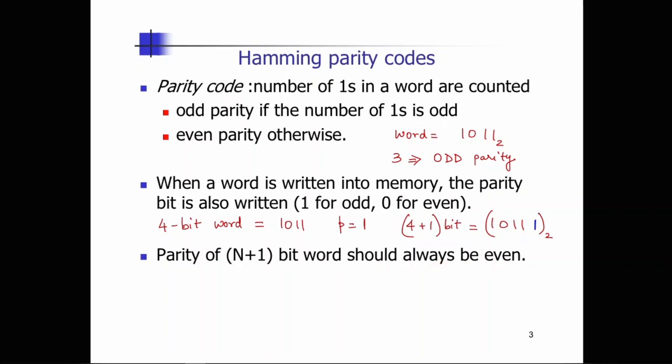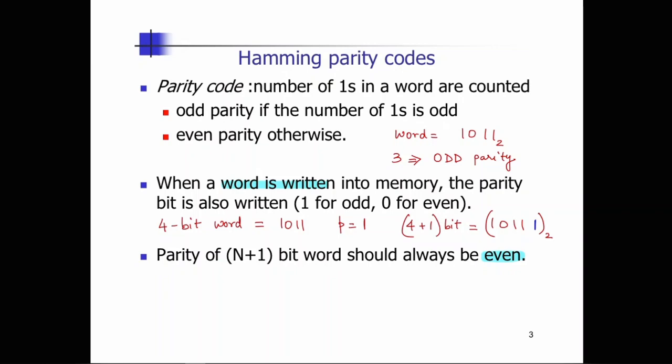So the word written in memory is always going to have even parity. When we read it, and it turns out that it has odd parity, we know that at least one bit is in error. So that's the way we can use parity as a simple measure of at least detecting one bit error. Note that if you have 2-bit errors, they cancel out, and the parity will not be changed. So this can be used to detect errors for an odd number of bits.